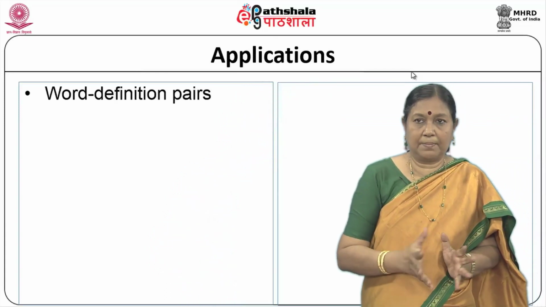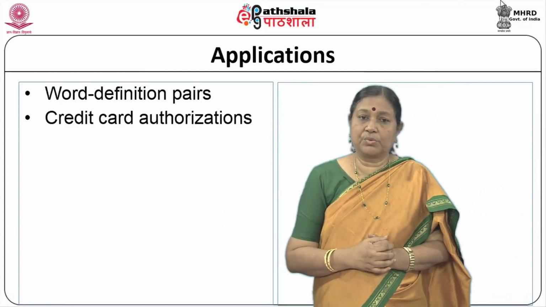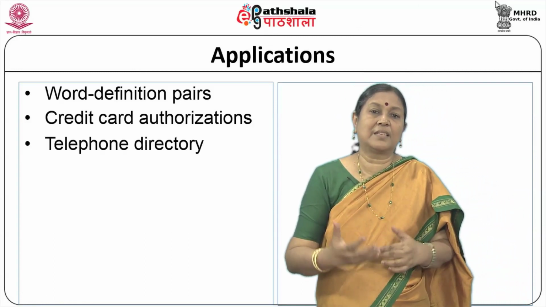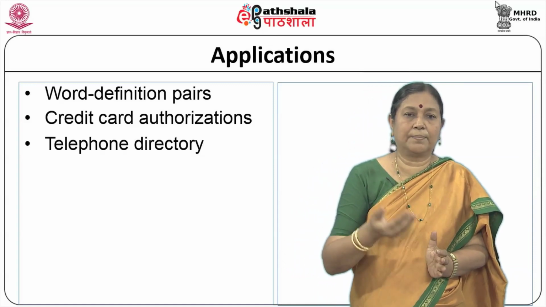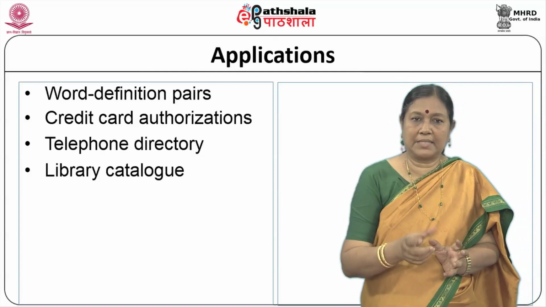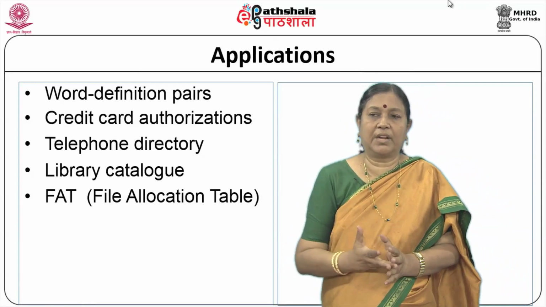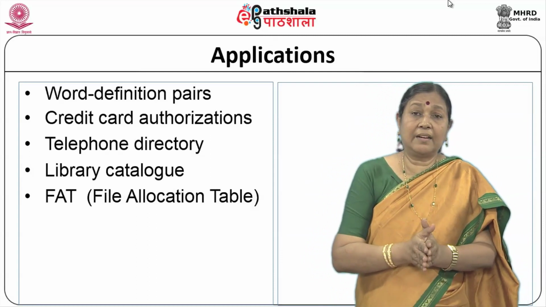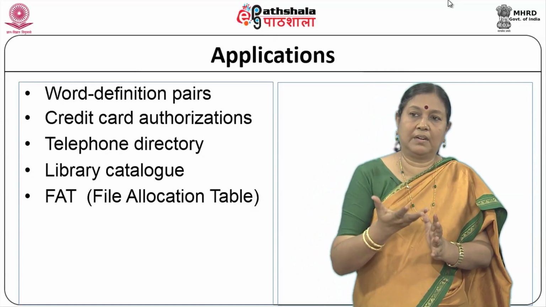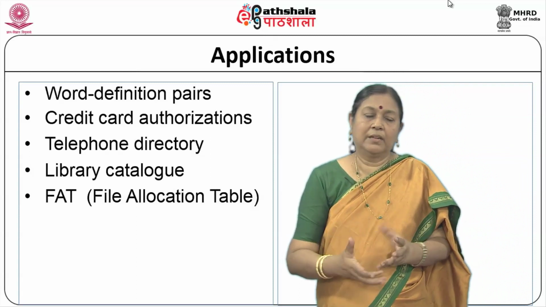One is word definition pairs, where you have a word and its definition. Credit card authorizations also use a dictionary. A telephone directory is a typical example of a dictionary, because it is sorted in a particular order, in alphabetic order. A library catalog may be sorted by some number keys, and a file allocation table is also sorted according to some particular criterion. The criterion by which the key values are sorted or placed is not important. It could be alphabetic, it could be numeric, it could be some coding, it could be anything.